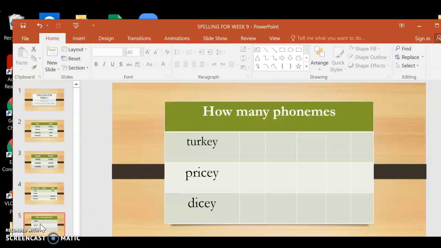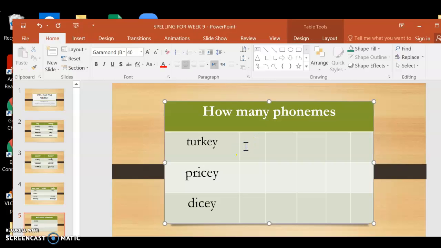How many phonemes? So we've got the word turkey here. Shall we count? T, ur, k, e. So this UR is a digraph. It's another digraph, just like EY is. So we've got T, ur, k, E. How many phonemes? 4. Don't get them confused with digraphs.